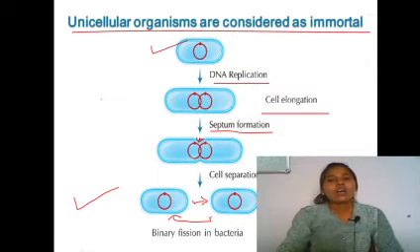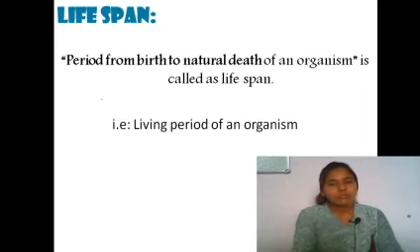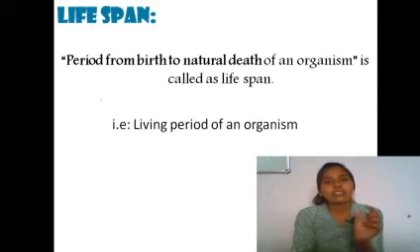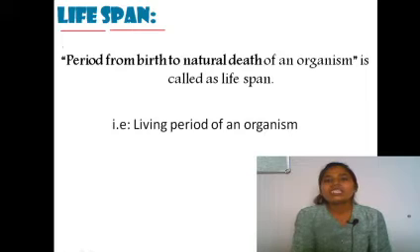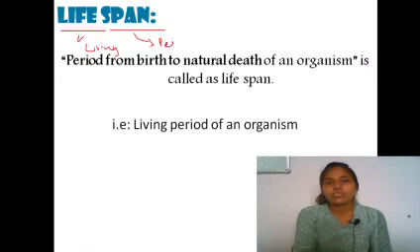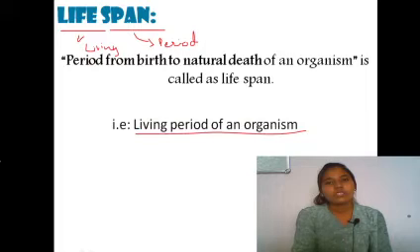Understood? So now you can say that whichever the organism is, it can live for a particular period of time. You can say between the birth and the death, there is a particular period where the organism can live. That period is called lifespan. The word itself is telling: life, we know the meaning of life, it is living. And span is nothing but period. Together, lifespan is nothing but the living period of an organism. So now the definition: the period from birth to natural death of an organism is called lifespan.